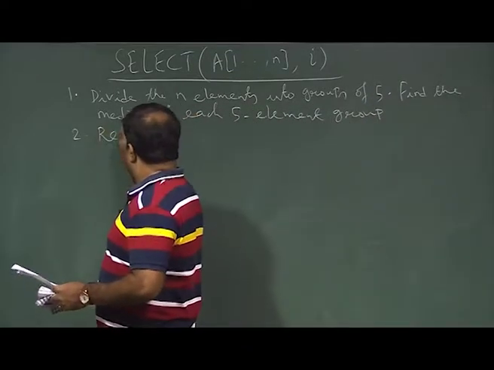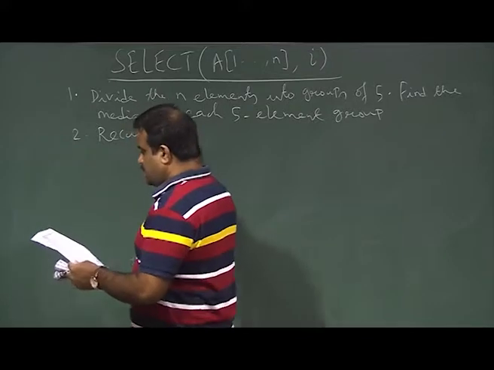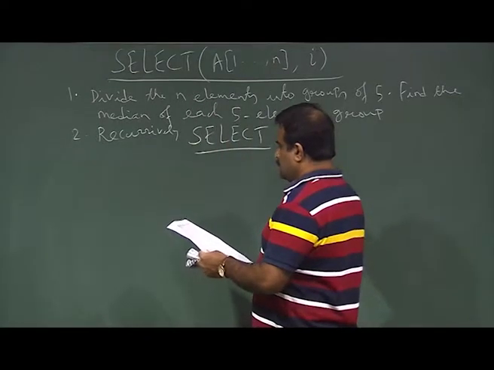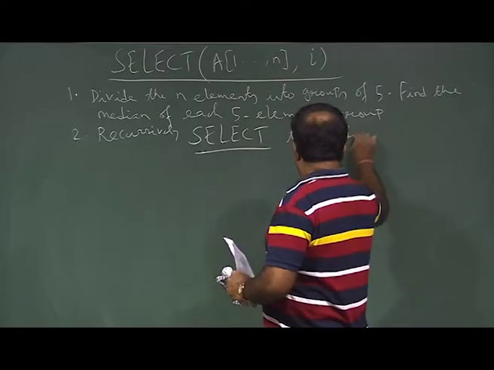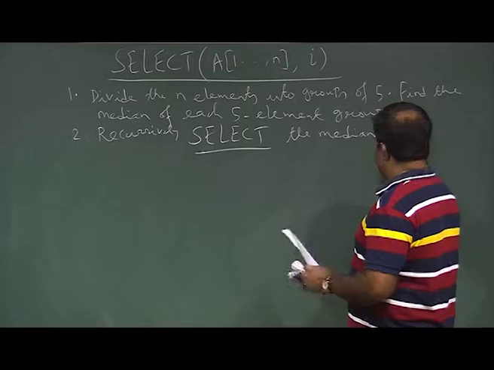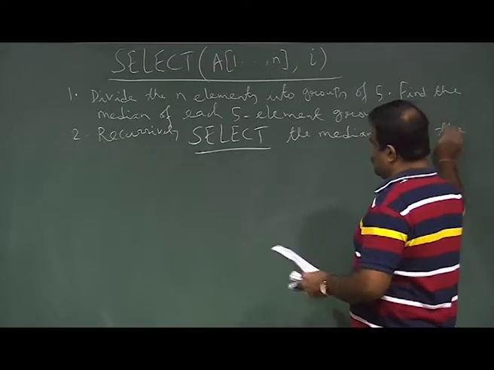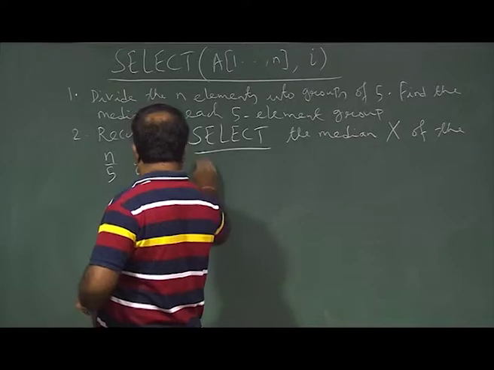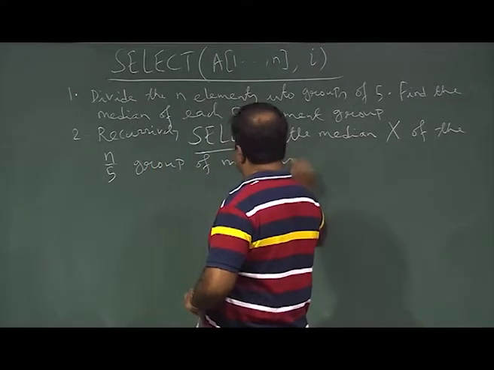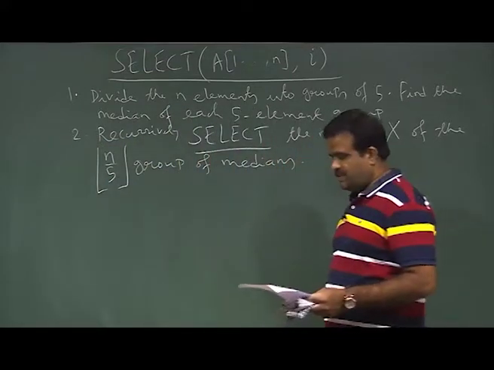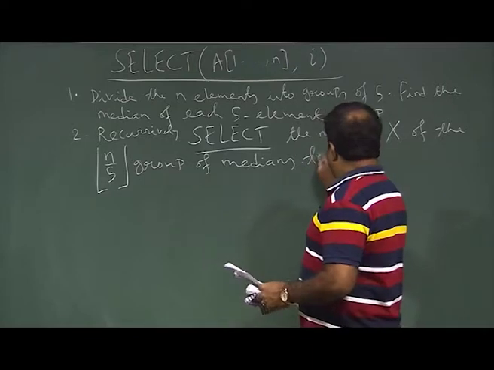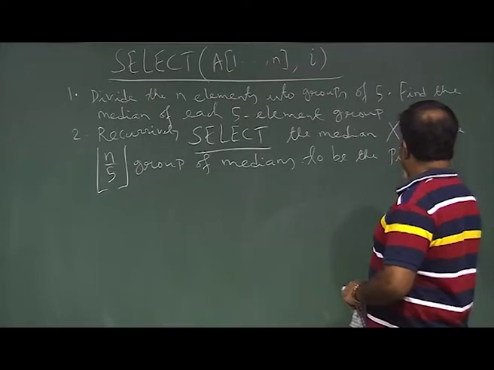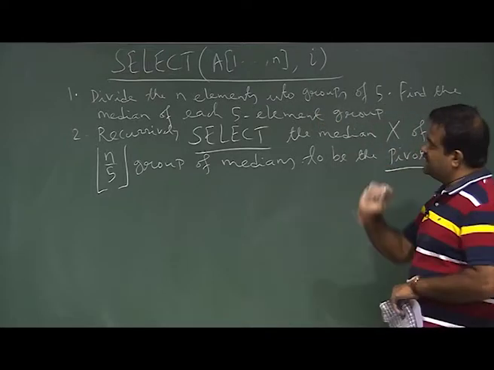So, we recursively call the select, same function, to find the median, and that is our pivot x of the n by 5 group of medians. So, we have medians of medians. Here we can use the lower ceiling because n may not be a multiple of 5. So, x, this medians of medians, is our pivot, and we are finding it using the recursive call of this same select function.